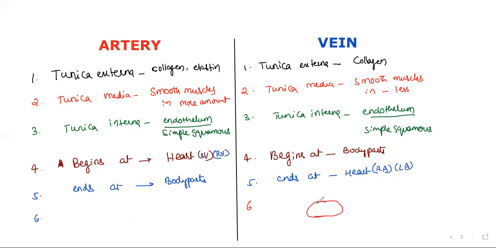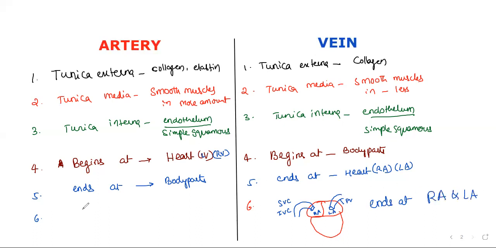See this, this is the heart. So what we are saying here: veins end at, if I ask you superior vena cava, inferior vena cava, it ends at right atria. If it is pulmonary vein, it ends at left atria. So whatever it may be, veins end at right atria and left atria.